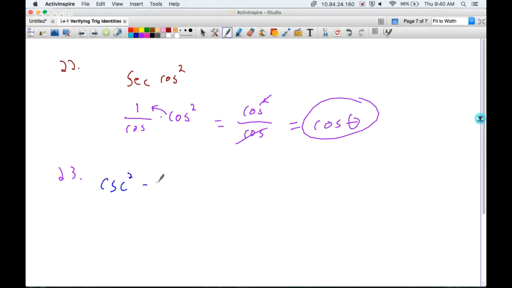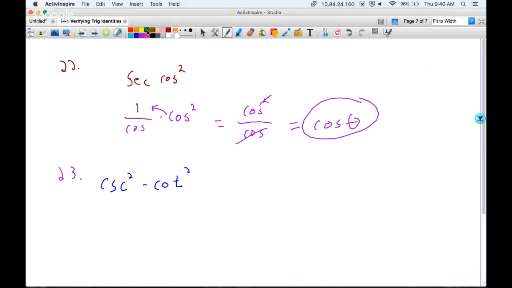Cosecant squared minus cotangent squared. It's similar a little bit to number 11. Well, I've numbered my identities. It's number 11 on my sheet, but it's similar to a Pythagorean identity. I think I'm going to just go with that.